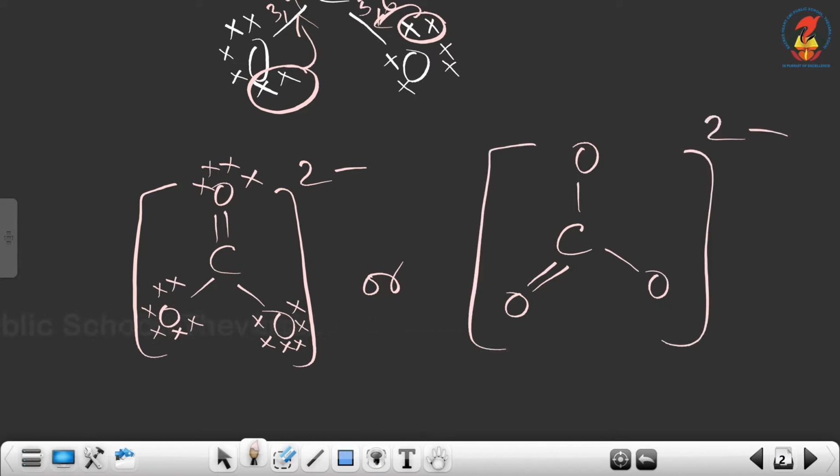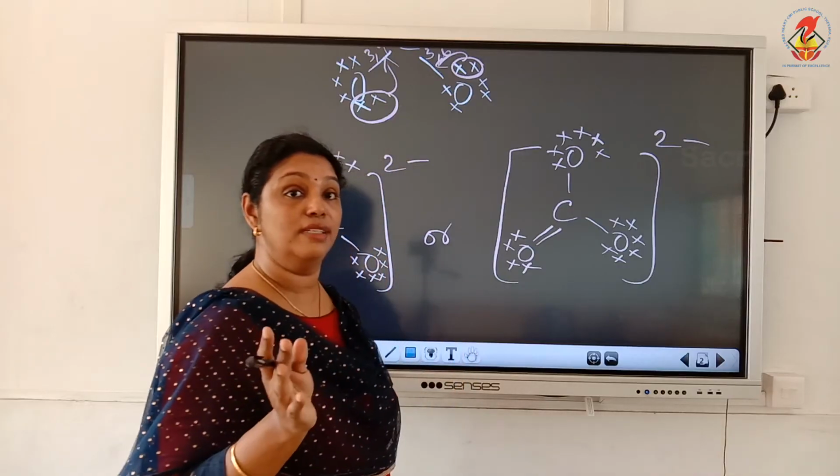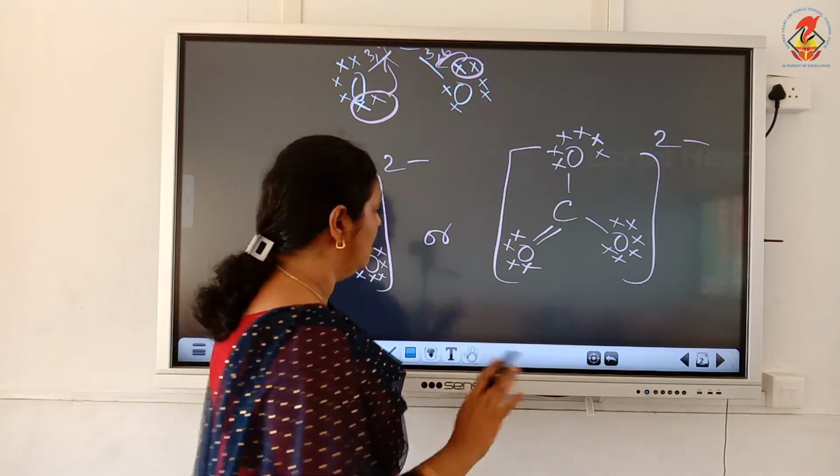CO3 2 minus, and complete the octet around oxygen. Total 8. Now here 1, 2, 3, 4. Total 8. Here total 8. Now you can see the octet around carbon is also complete. 1, 2, 3, 4, 5, 6, 7, 8. 4 bond pairs means 8 electrons.